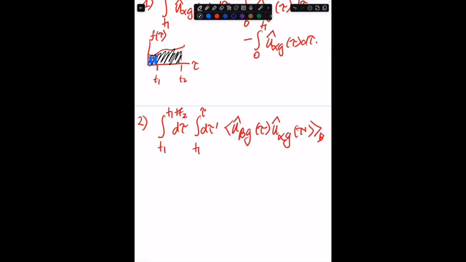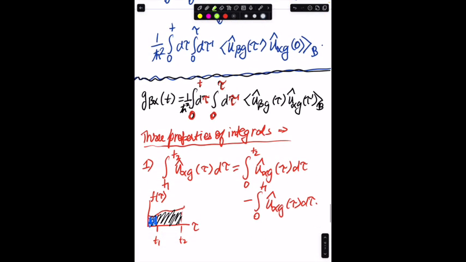So in this case, both the lower bounds of your integrals are from t1, and this goes to tau, which is good, and then this goes to t1 plus t2. So this is kind of worrisome for one specific reason only, that if you look at your g functions here, your lower bounds start from 0.